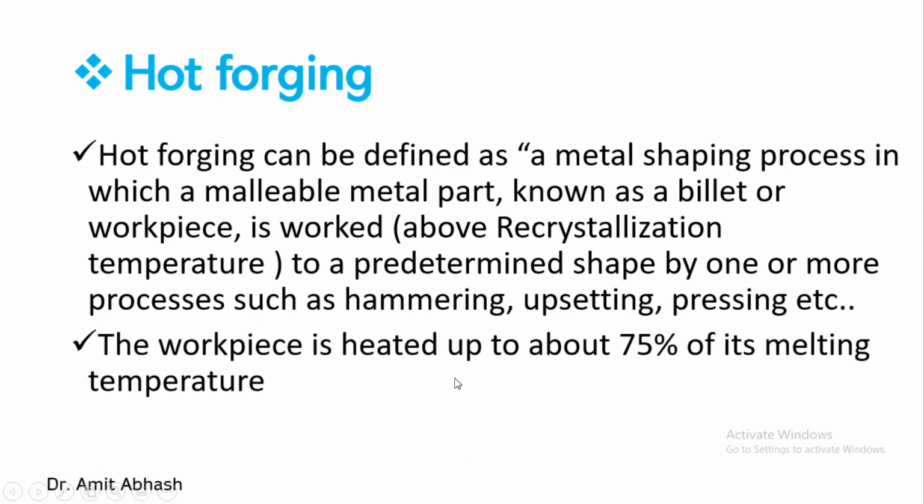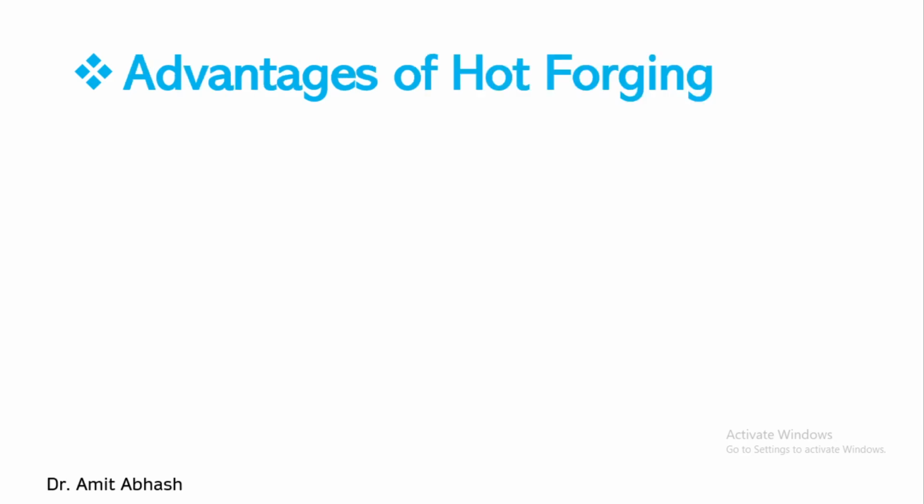So the workpiece is heated up to about 75% of its melting temperature. This is approximately the same range, that is the range of recrystallization temperature. If you have gone through the material science very carefully, you can definitely understand each and everything in a very clear manner. So this was regarding the hot forging.